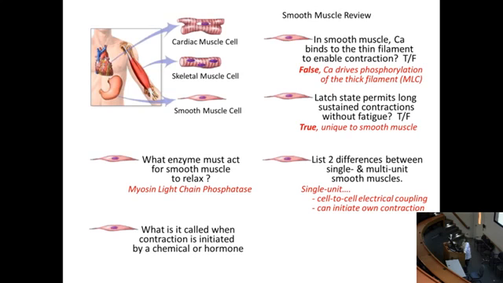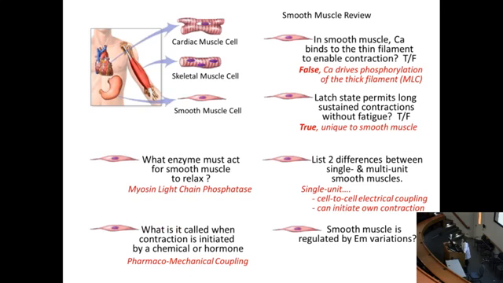So what is it called when contraction is initiated by a chemical or a hormone? Pharmacomechanical, we just witnessed that. Okay, and the last question. A smooth muscle is regulated by membrane potential variations. True or false? True, right? So it can sometimes either initiate or modulate contraction.